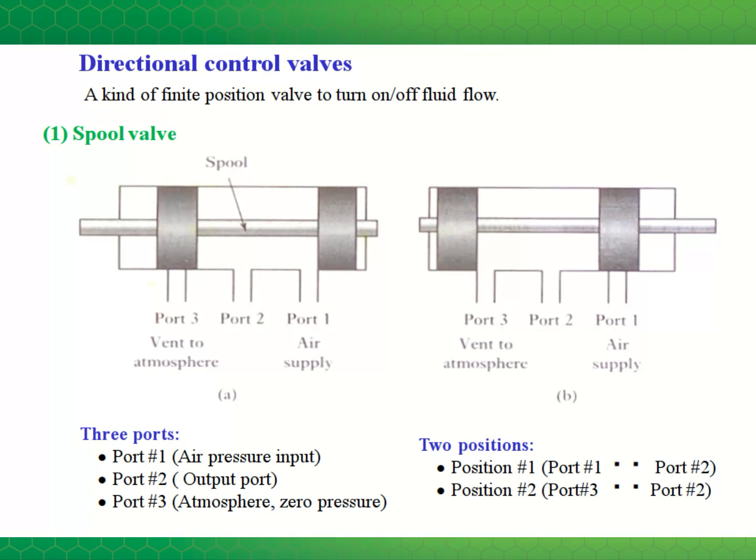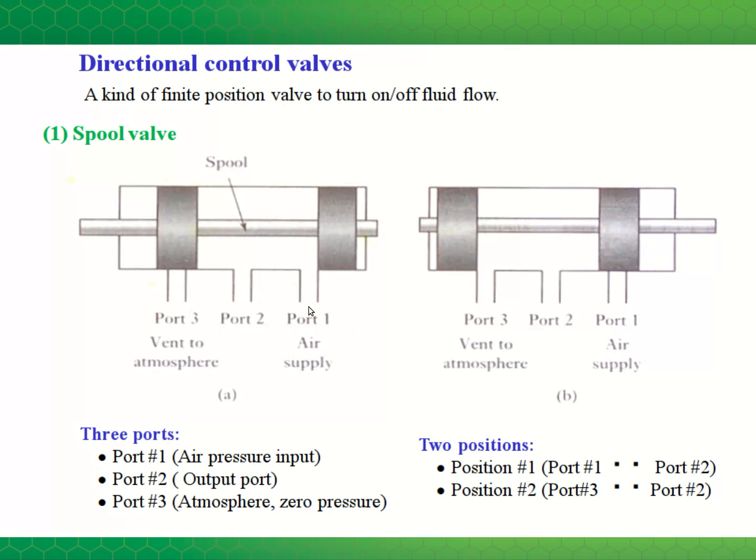One common directional control valve is a spool valve, and so here's an example. This valve has 3 ports. One is connected to air supply, one is vented to the atmosphere, and one port is considered the output port. So 3 ports, and then there are 2 positions for this valve. In this position, port 1 is connected to port 2, so our output is connected to the supply. And in the other position for the valve, the output is vented to the atmosphere, so port 2 is connected to port 3. So this is an example of a 3-port, 2-position valve.